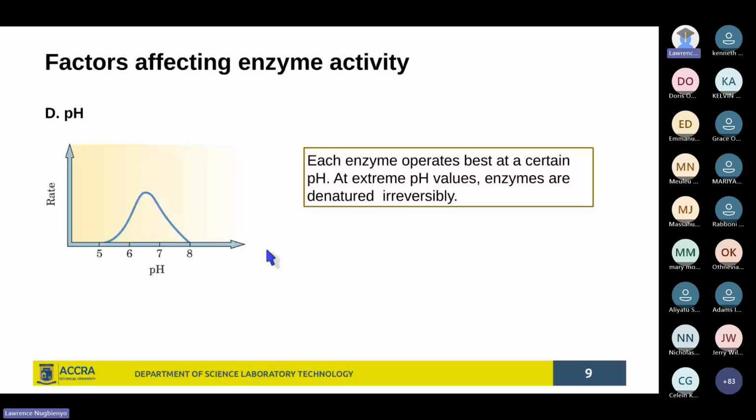So it tells you that salivary amylase, the enzyme involved in the breakdown of carbohydrates in the mouth, will operate at this pH range. So that's the optimal pH for this enzyme.